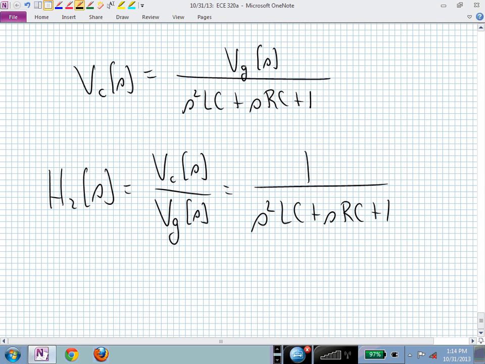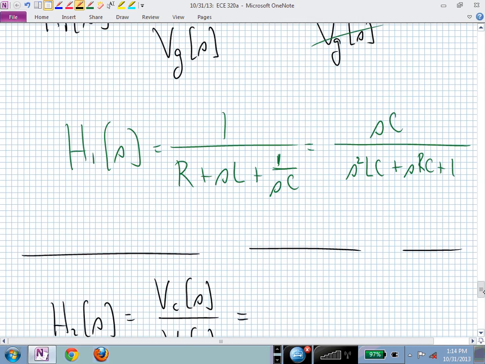Now you're playing this game of match, huh? Are there any things in h sub 2 that match or look like things in h sub 1? The denominator is exactly the same, isn't it? Well, it's the same circuit. It has the same natural behavior. It's just where you're looking in that circuit that's going to give you something different.